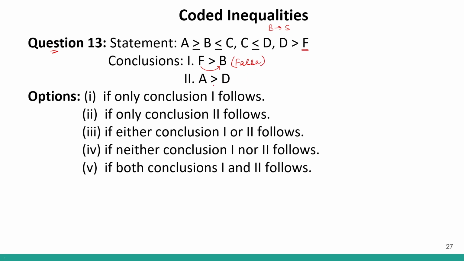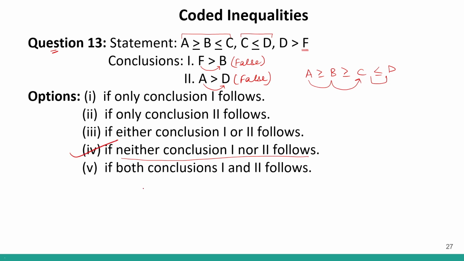Coming to A is greater than D, we have to move from A to D. So A to D, if I have to move, I can see relationship between A to C and I can see relationship between C to D. Correct? So I can see A is greater than B, B is greater than equal to C and C is less than equal to D. So now I can move up to C, but then the symbol has changed. This is a smaller door. So I cannot proceed after C. So this conclusion is also false. So both my conclusions are false. I can say that neither conclusion 1 nor conclusion 2 follows. So my answer will be option number 4. Clear?